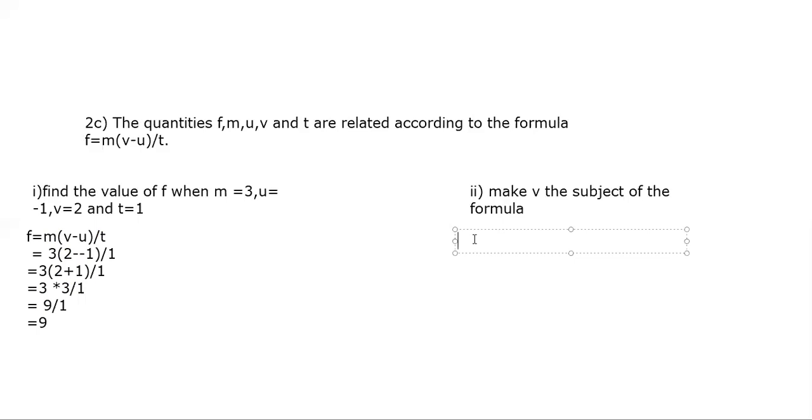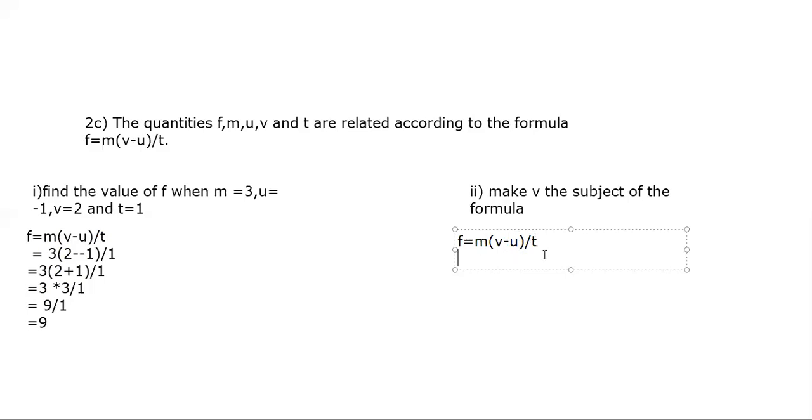Now, firstly, let me write the formula. So F equals M open bracket V minus U close bracket divided by T. Good? Now we want to make what the subject? We want to make V the subject. So first things first, the first thing that we want to deal with is what? The division. Because if we leave the division, it's going to cause a lot of confusion. So of course, we multiply T by both sides.